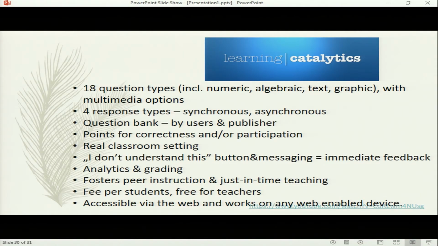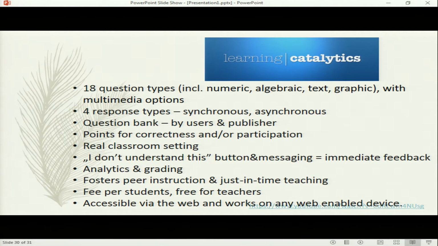There's also a question bank built by the users. Now they have more than 80,000 questions in the question bank. And because all of these tools are not connected to any languages and any subjects, you can find questions on everything, basically. Physics, chemistry, English, and so on and so on. You can also build your own questions here, just like in the other tools.